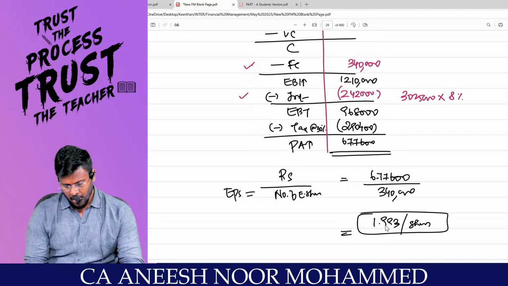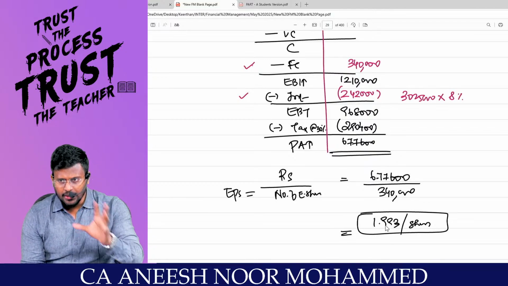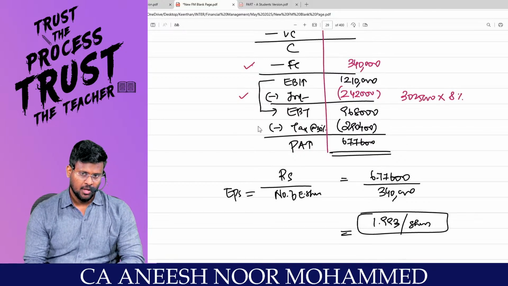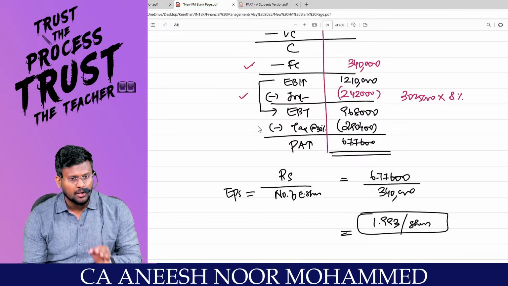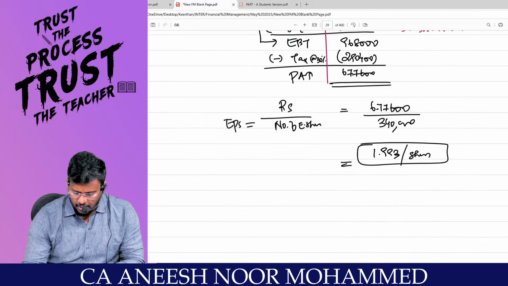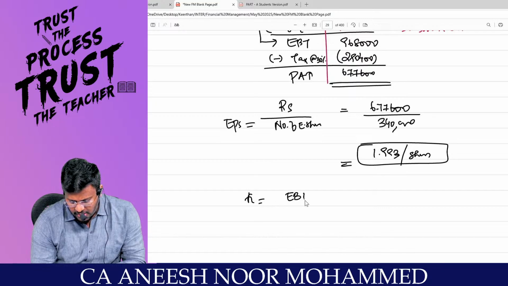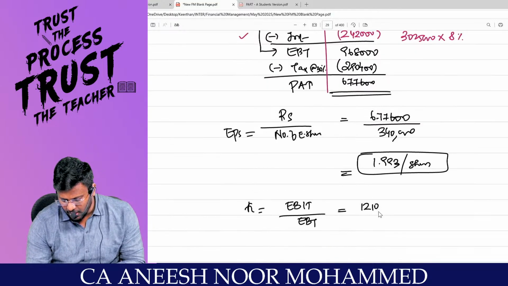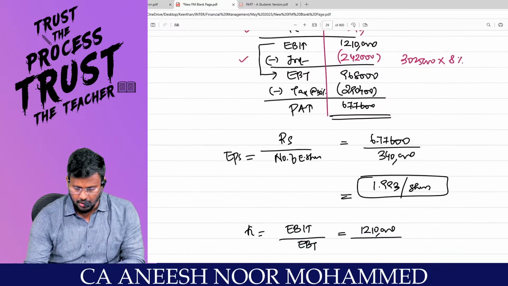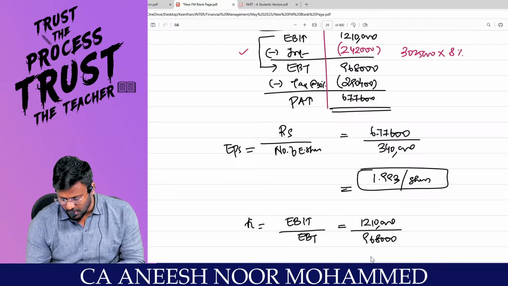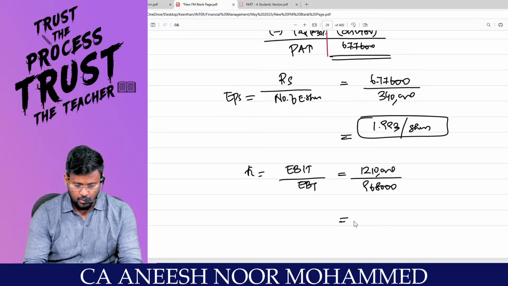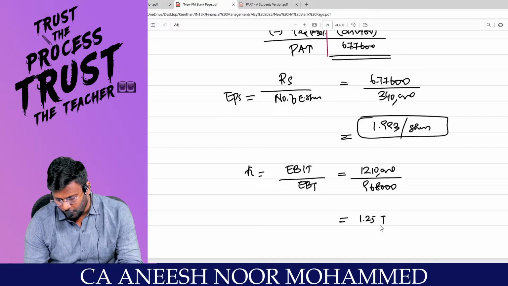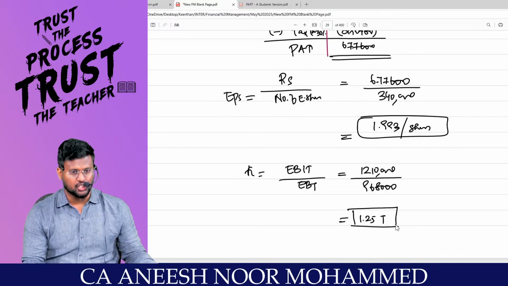Comfortable? But I have a doubt. After doing this part, is my financial leverage matching or not is the question. Because I should get 1.25. Sir, my financial leverage is equal to EBIT divided by EBT. What is EBIT? 12 lakh 10,000 divided by 9 lakh 68,000 comes to 1.25 times. It will match, it should match.